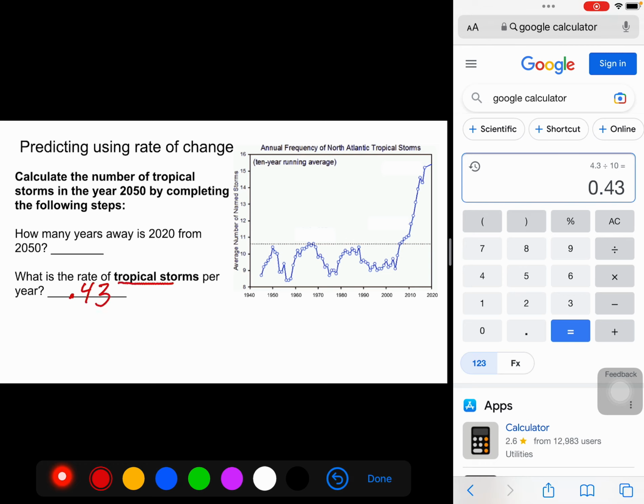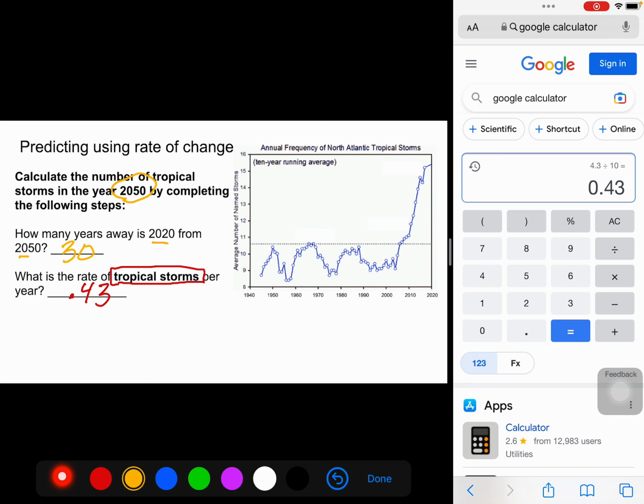And check your notes there. I think I had a little typo. It should say tropical storms. And I'm projecting here to the year 2050. So how many years away am I projecting? Well, the difference between 2020 and 2050 is a 30-year span.